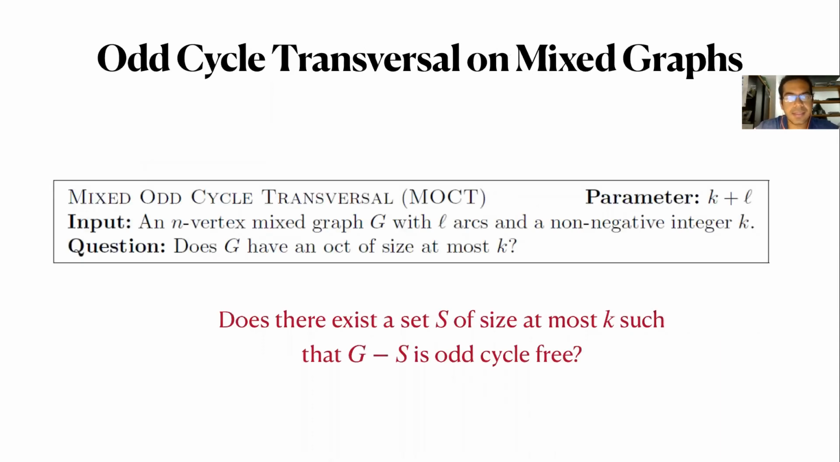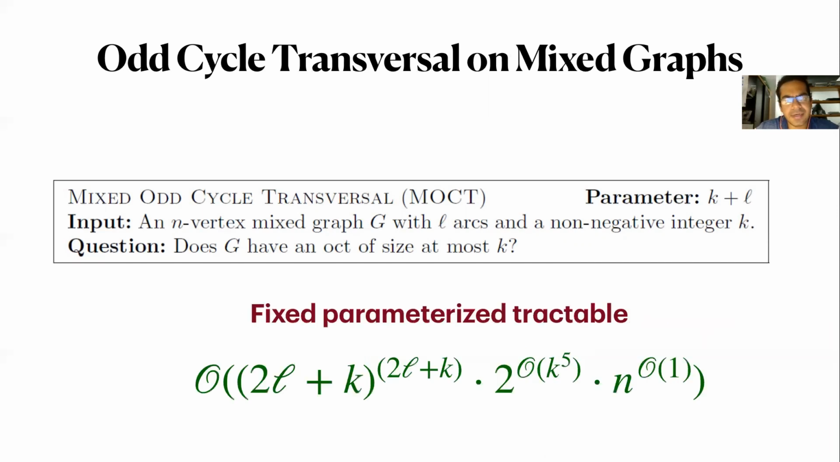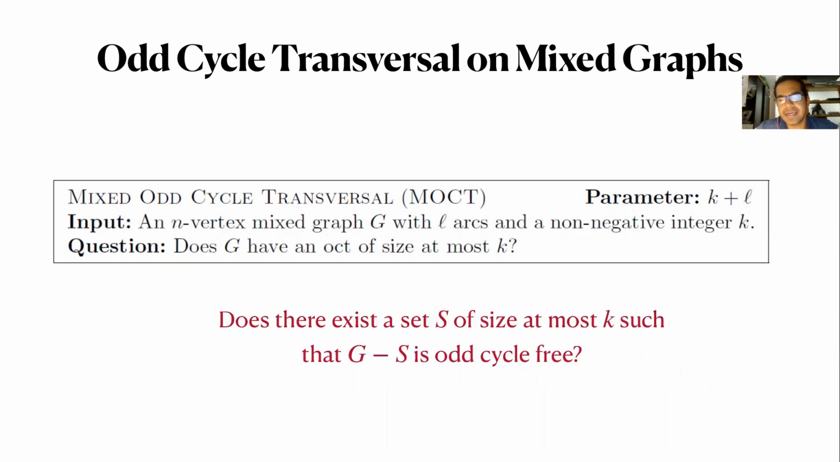The problem that we study in this paper is the mixed odd cycle transversal, or in short MOCT. The input is an n-vertex mixed graph G with L arcs and a non-negative integer K. And the question we ask is whether G has an odd cycle transversal of size at most K. The parameter is K plus L. So we ask whether there exists a set S of size at most K such that G minus S is odd cycle free. This is a generalization of both directed and undirected graphs.